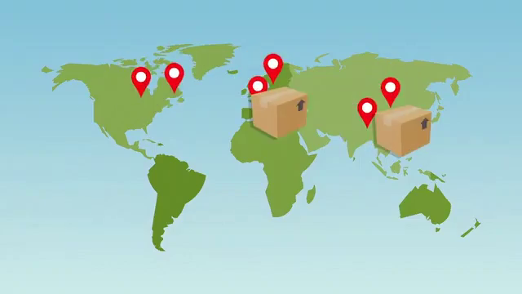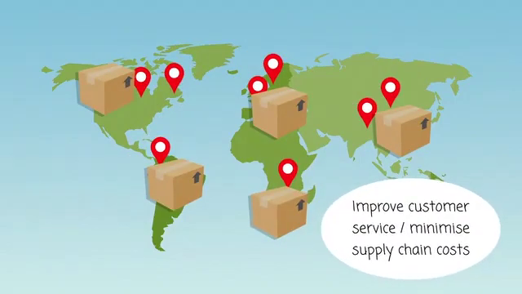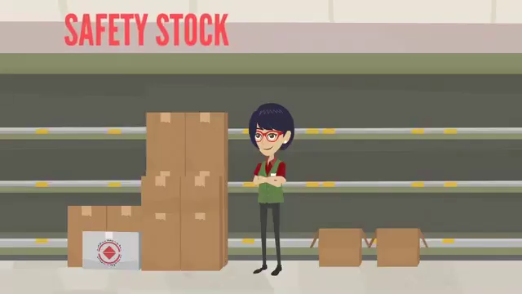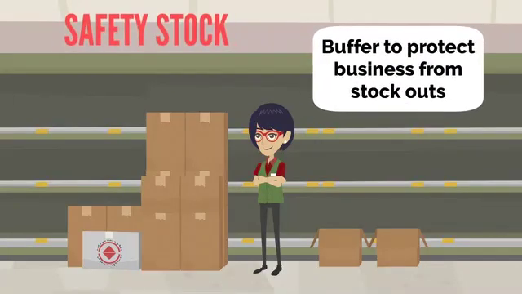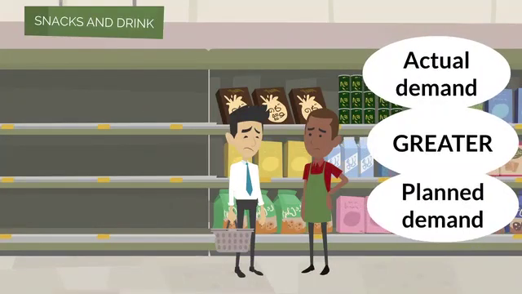Strategically positioning inventory across the supply chain improves customer service and minimizes supply chain costs. And an important concept to understand is that of safety stock. Safety stock is used as a buffer to protect the business from stockouts caused by variations in supply and demand. Meaning that if actual demand is suddenly greater than the planned demand, then there is a chance of running out of stock and not meeting customer requirements.